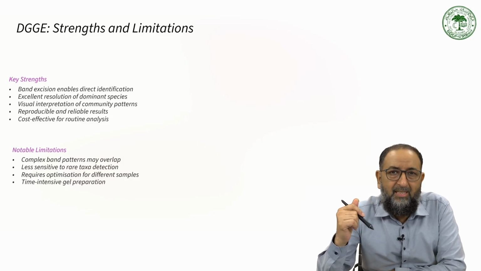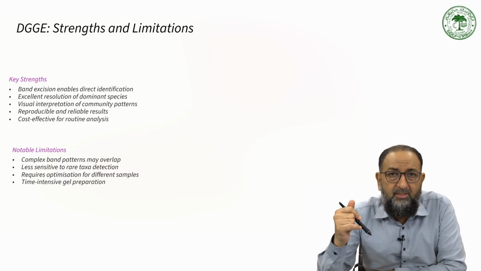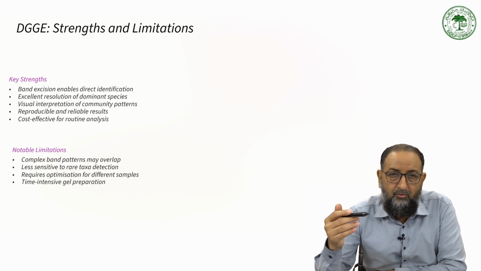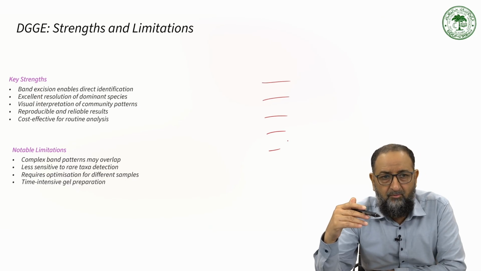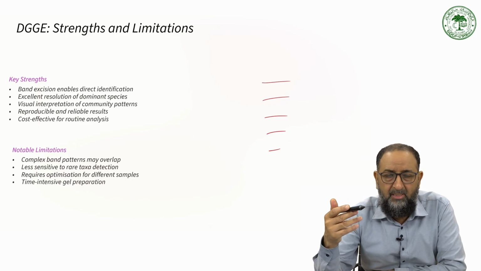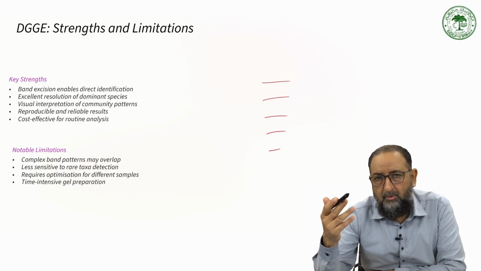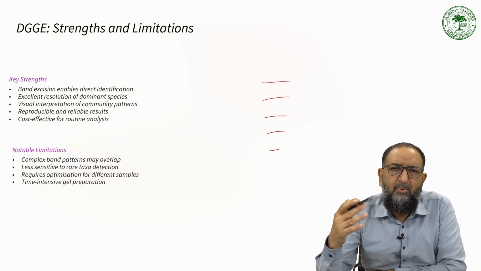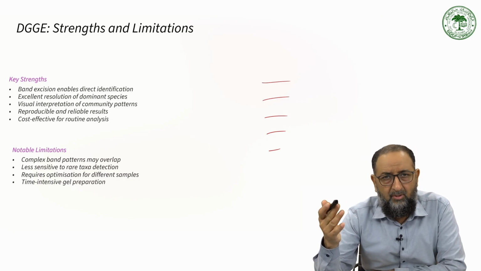What are the strengths and limitations of the DGGE? So the key strength of the DGGE is that band excision enables direct identification. You can have multiple bands, like 1, 2, 3, 4, 5 bands. You just take out the bands on the gel, maybe on agarose gel or maybe on polyacrylamide gel electrophoresis. It depends on what size of the DNA you are looking into.